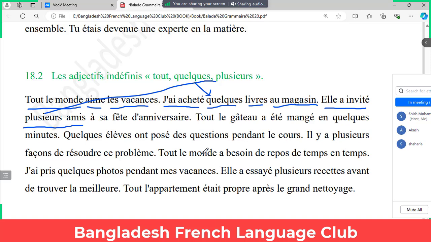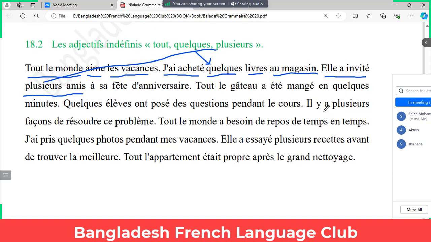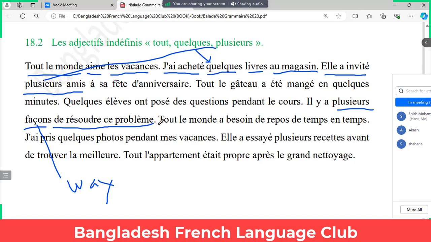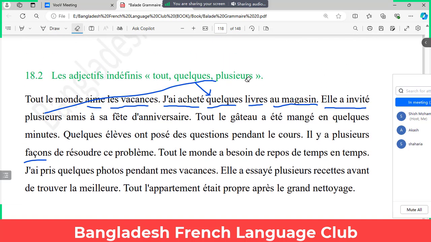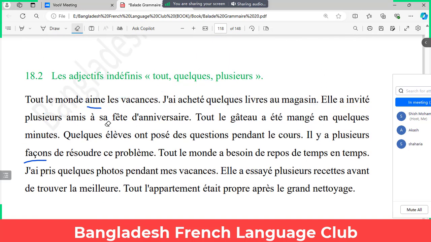Like here, il y a plusieurs façons de résoudre ce problème. So façon means way, W-A-Y. So il y a plusieurs, there are several ways to resolve this problem. Résoudre means to resolve. So we know the uses of quelque and plusieurs. The way we use them in English, we can use the same way in French. All, some, several, these words.